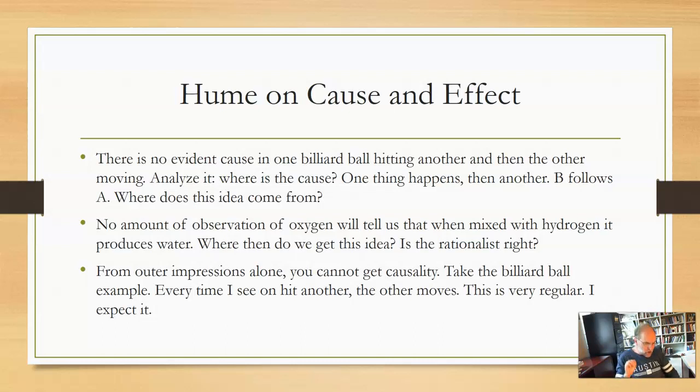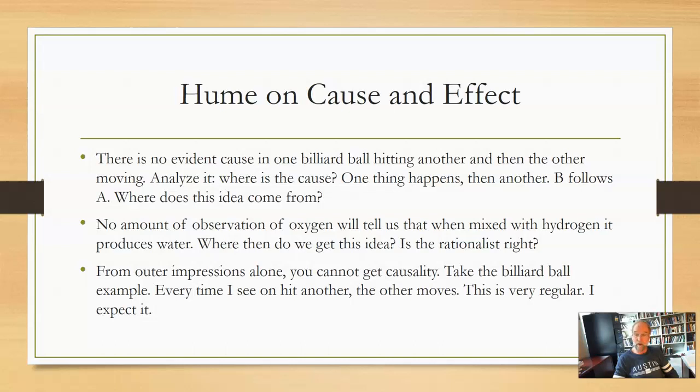Okay? There is no evident cause in one billiard ball hitting another and then moving it. Analyze it. Where do you see cause? You see this one move, you see it hit that one, and you see that one move. That's all you see. Okay? That's it. One thing happens, then another. Further, no amount of observation of oxygen will tell us that when mixed with hydrogen it produces water. Where do we get this idea? Okay? These things just happen in sequence. Where do we get this idea?